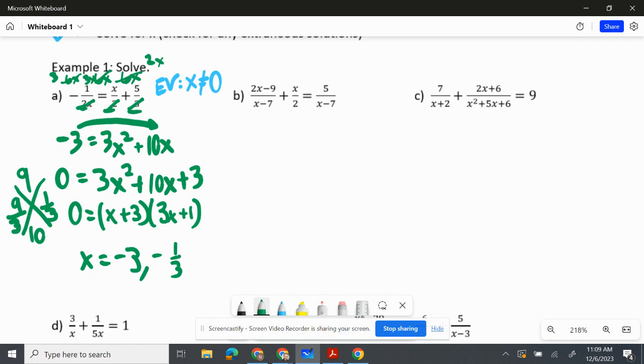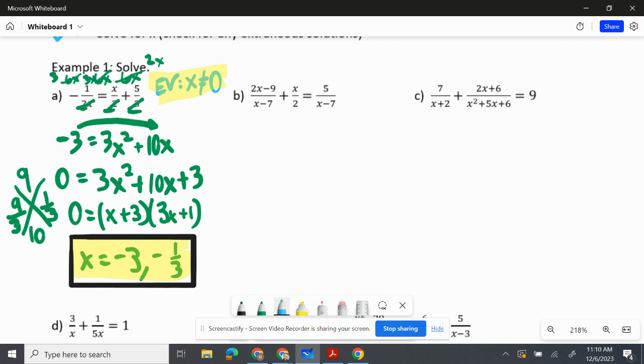Now, whenever you get your answers, you have to check for extraneous solutions. And how you do that is you look at your excluded value and you see if that matches up with any of your x values. In this case, it doesn't, so that means that both of those answers work.